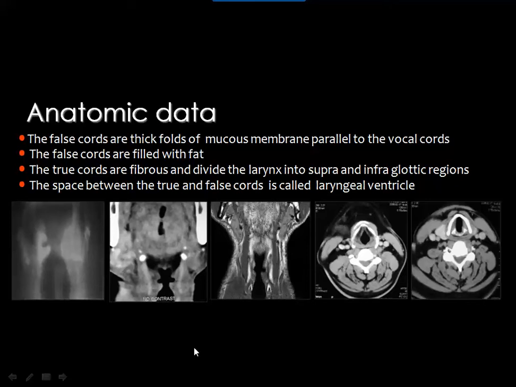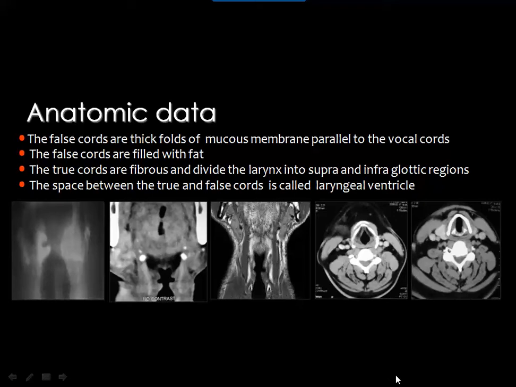In the era before CT and MRI, we used to do this laryngeal tomogram, and it was helpful especially in evaluation of glottic pathology. And here you can see this is the true vocal cord, the laryngeal ventricle, and the false vocal cord. On the opposite side, they are involved by a laryngeal carcinoma.